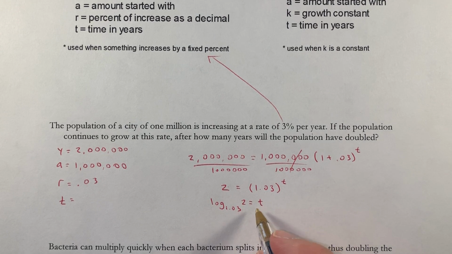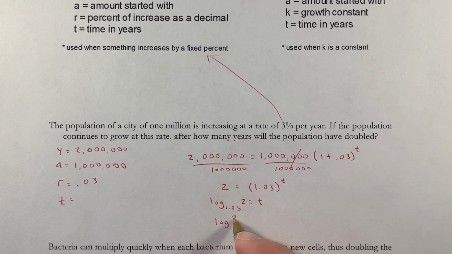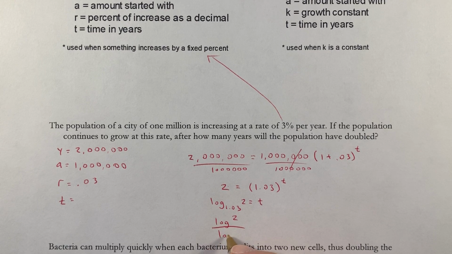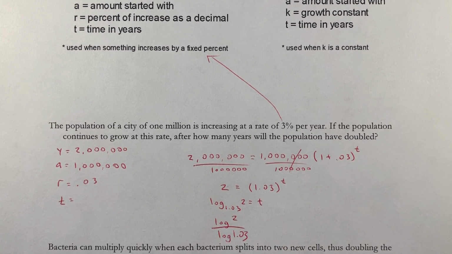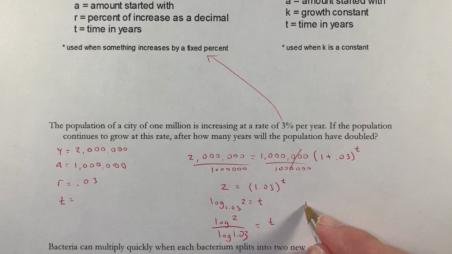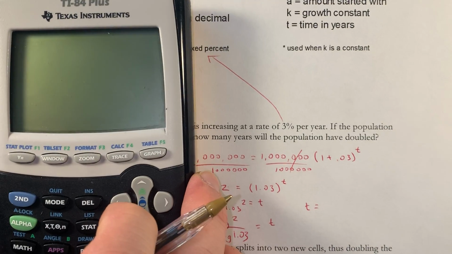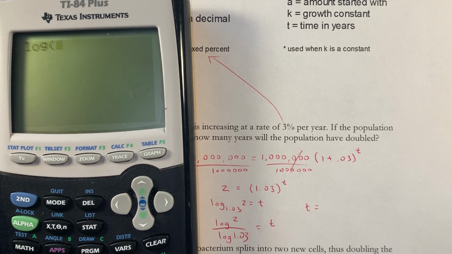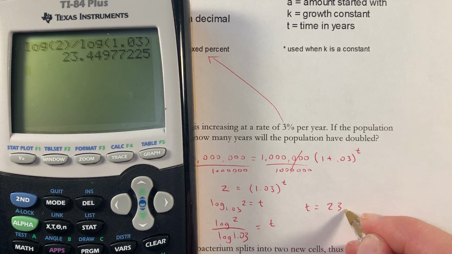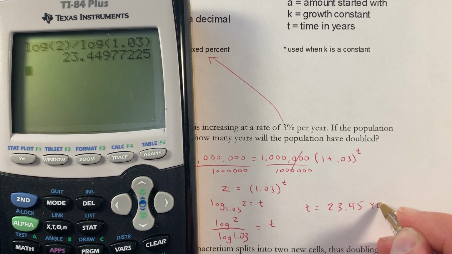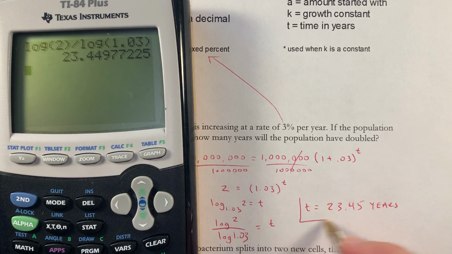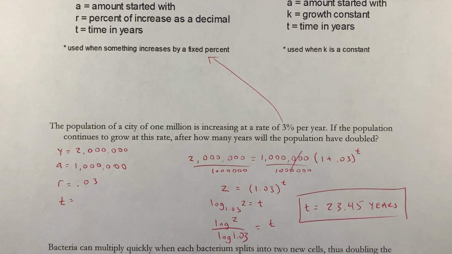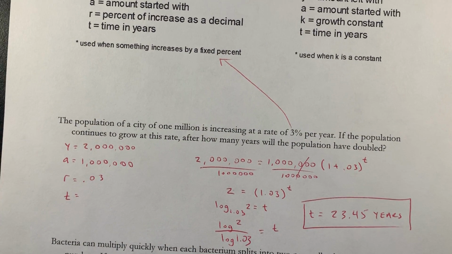And last, I can use the change of base formula. So that's log of the argument divided by log of the base. Okay, so that's log 2 divided by log 1.03. 23.45 years is how long it will take for the population to double if it keeps growing at 3% per year.